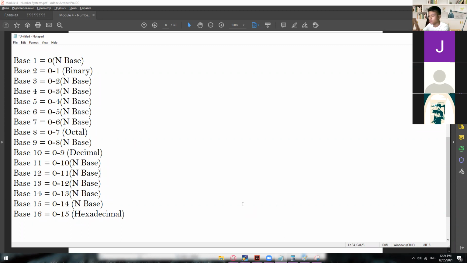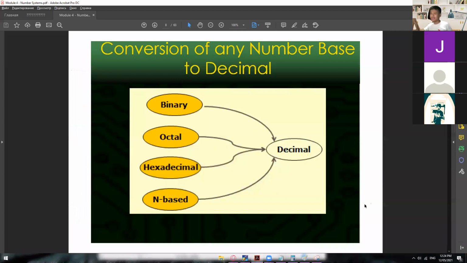All right, so I hope I was able to enlighten you regarding this n base right here. So what is the base of that one? Okay, it could be any base, aside from those four bases right here.